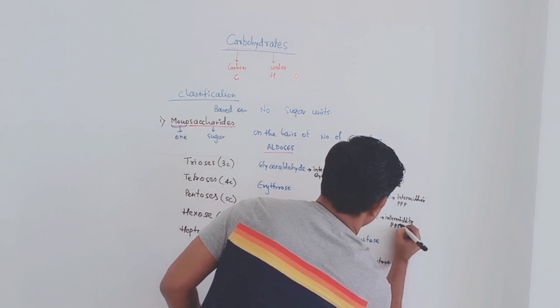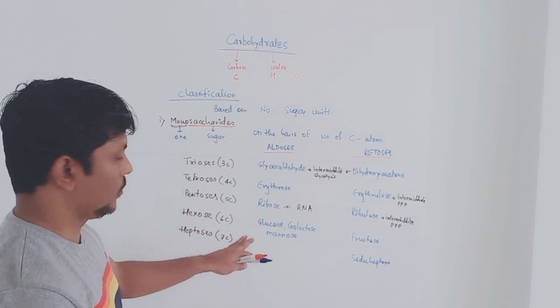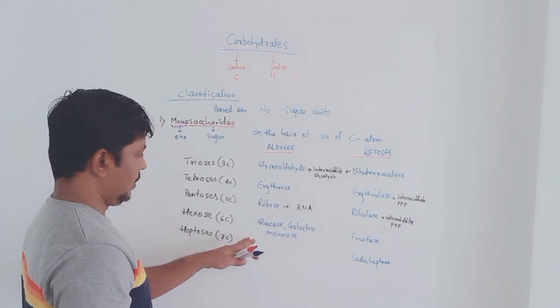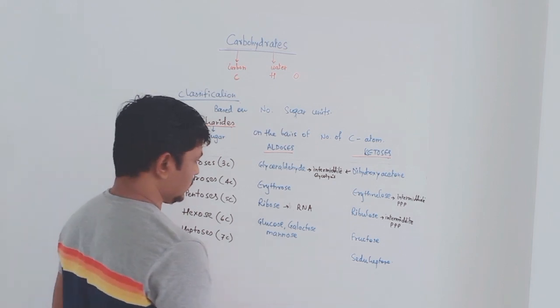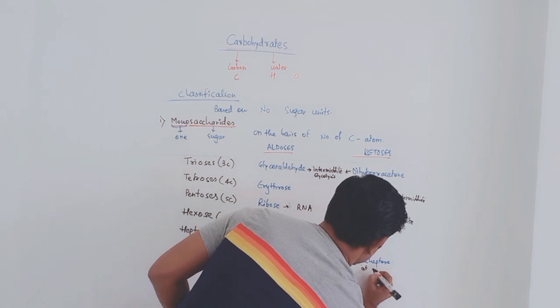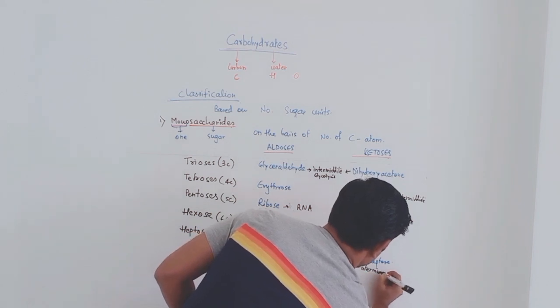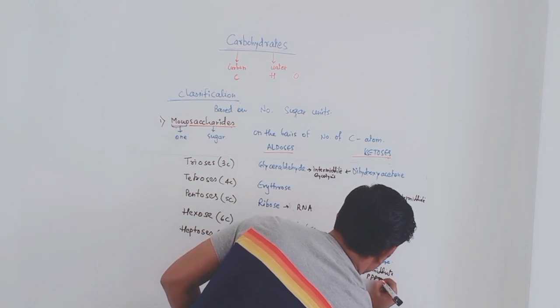pentose phosphate pathway. Glucose, galactose, mannose, those are the simplest sugars. Fructose is also called a table sugar. And pseudoheptose is also an intermediate in pentose phosphate pathway.